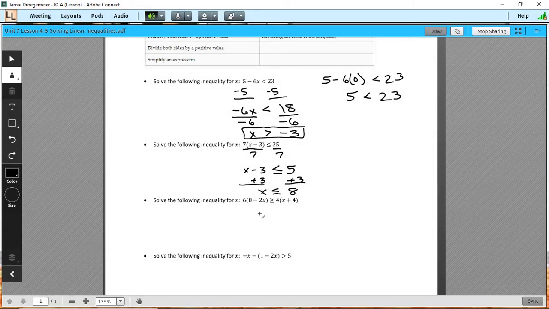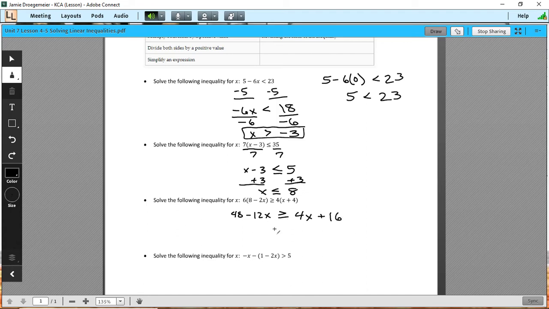All right, in our next one here, we're solving again. This time I'm going to go ahead and start by distributing the 6 to both terms here, the 4 to both terms here. 6 times 8 is 48. 6 times negative 2x is negative 12x. We got our greater than or equal to. 4 times x is 4x, and 4 times 4 is positive 16.